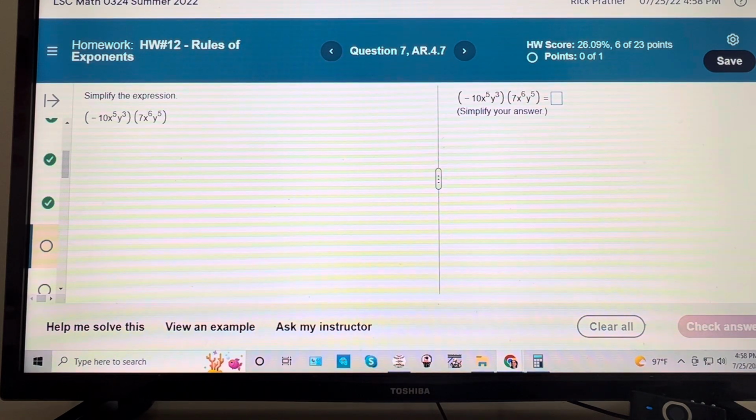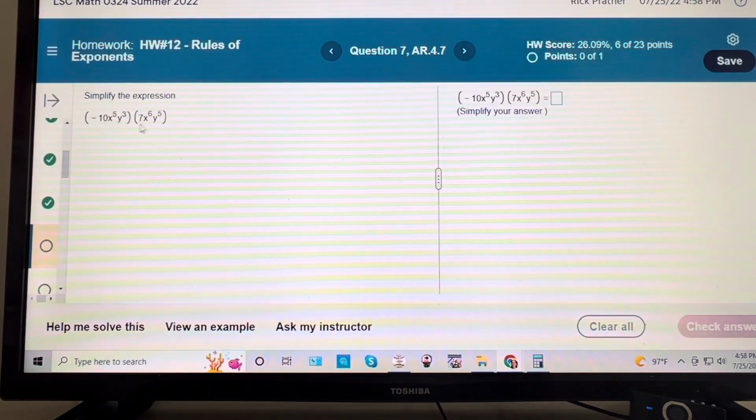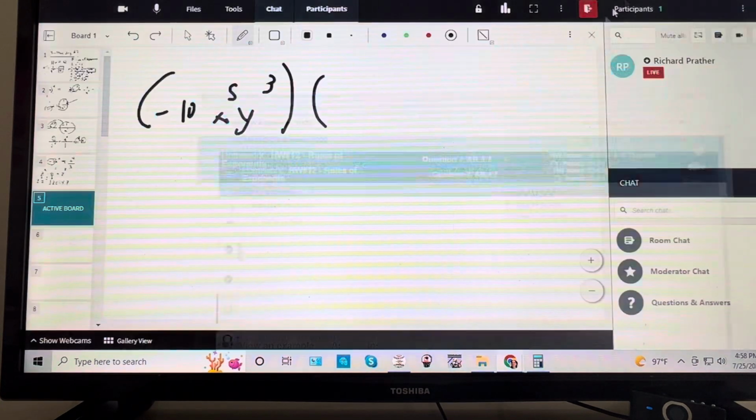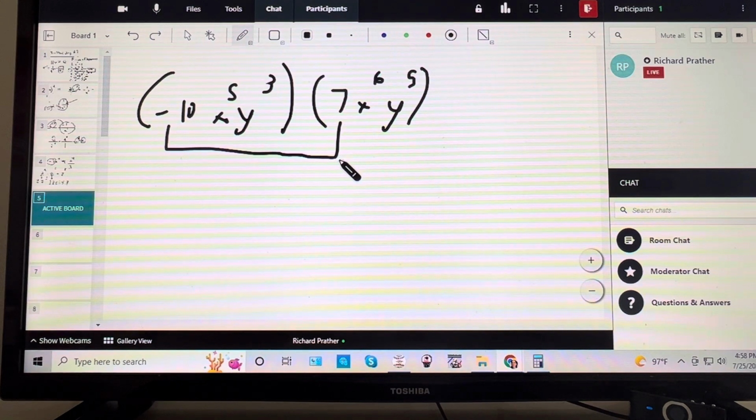So I've got a negative 10, x to the 5th, y to the 3rd, times 7x to the 6th, y to the 5th. There's no addition or subtraction here, so you can just do each part together. I can do negative 10 times 7, just like back in middle school. Negative 10 times 7 in middle school is negative 70. It's still negative 70 in college, because those are just regular numbers.